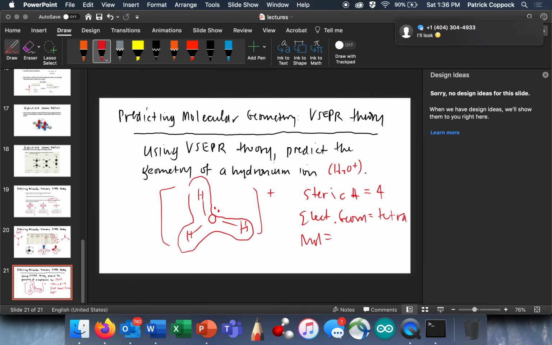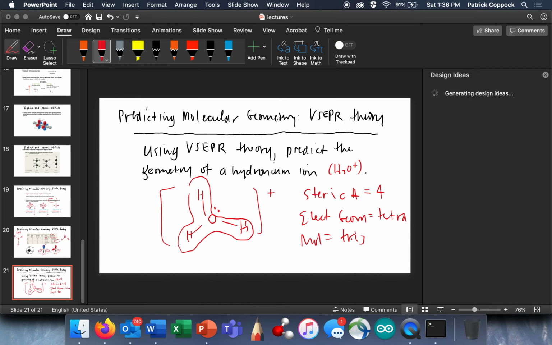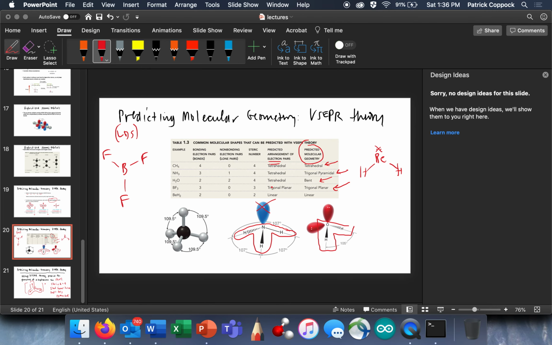Looking back at the table on the previous page, it is going to be trigonal pyramidal. Trigonal pyramidal. Okay? Let's go back to this previous slide. Do you see it there? Our steric number was 4, and it had 3 bonds and 1 lone pair of electrons, and so its molecular geometry is trigonal pyramidal. All right, hope that's helpful. We'll do more practice problems when we're together.